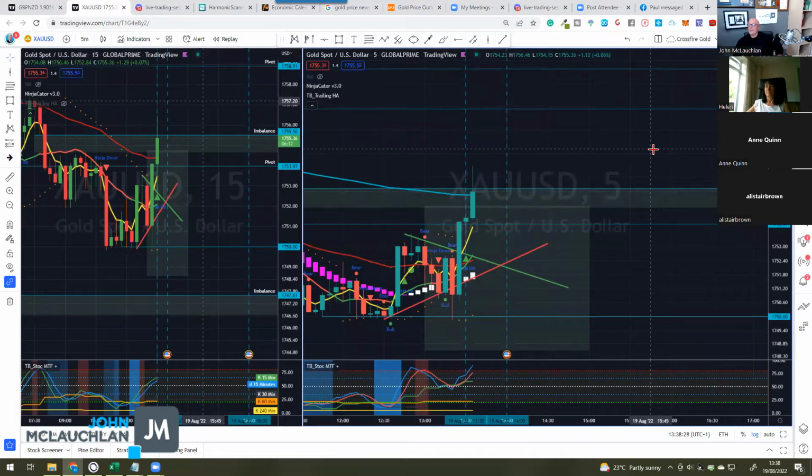So currently 1 minute and 30 left on this time frame. It'll just be interesting to see where price goes to.